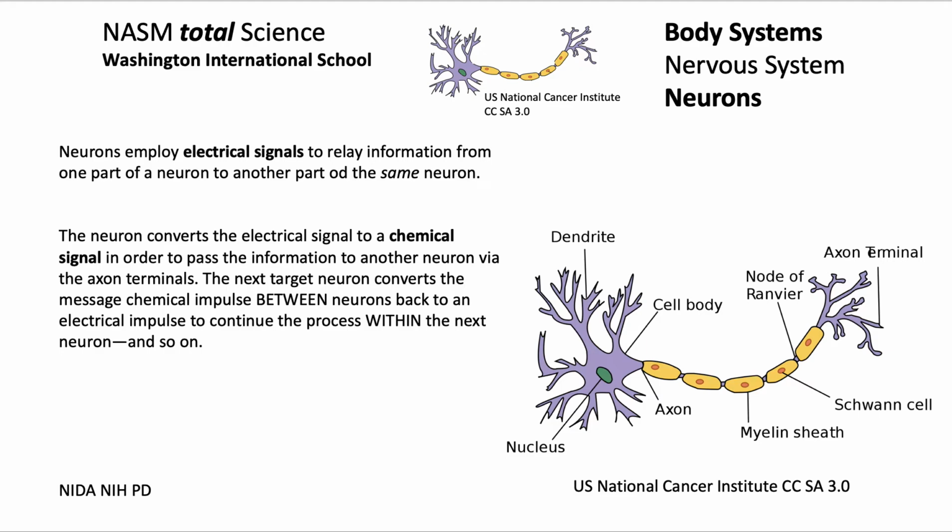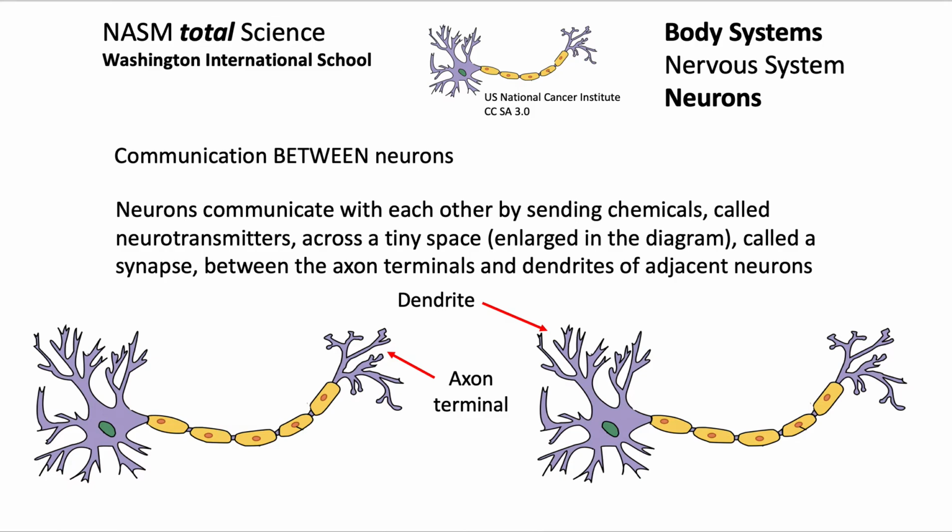And neurons, as we've been looking, involve electrical signals relaying information from one part of a neuron to another part in the same neuron. But if you are connecting one neuron to another, the signal is going to be a chemical signal to pass the information. And we're going to look at that.